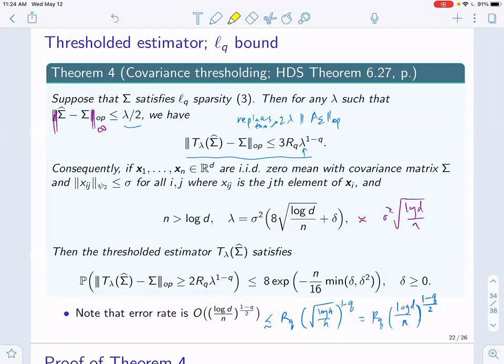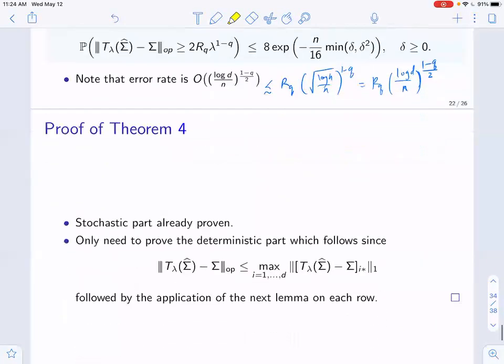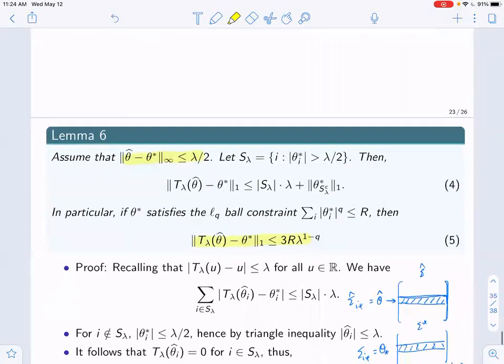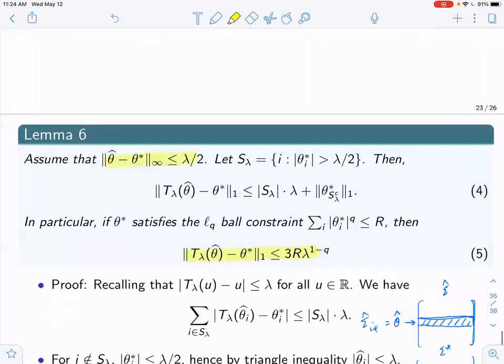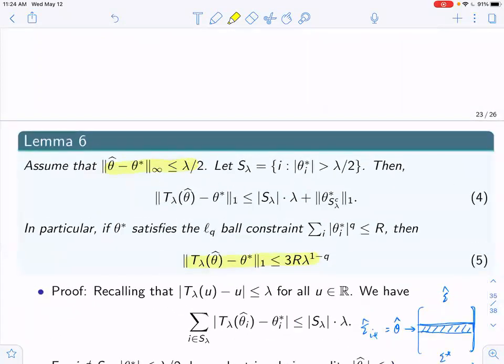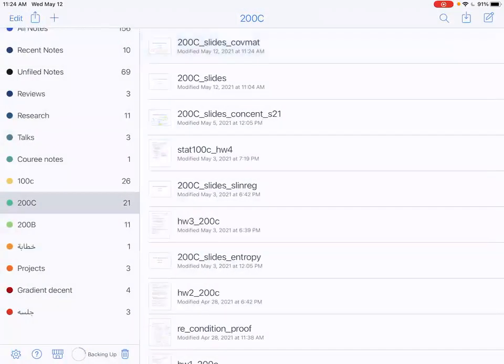Questions? Comments? As an exercise, try to do this lemma 6 yourself and see if you can figure it out. It's a good exercise in understanding the LQ norm constraint. Okay.